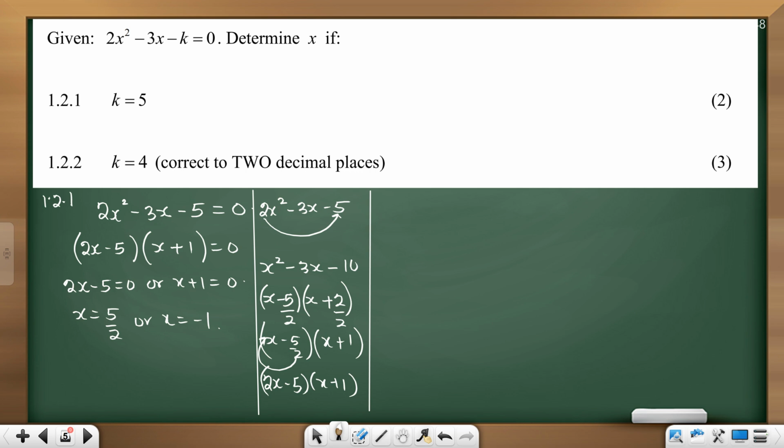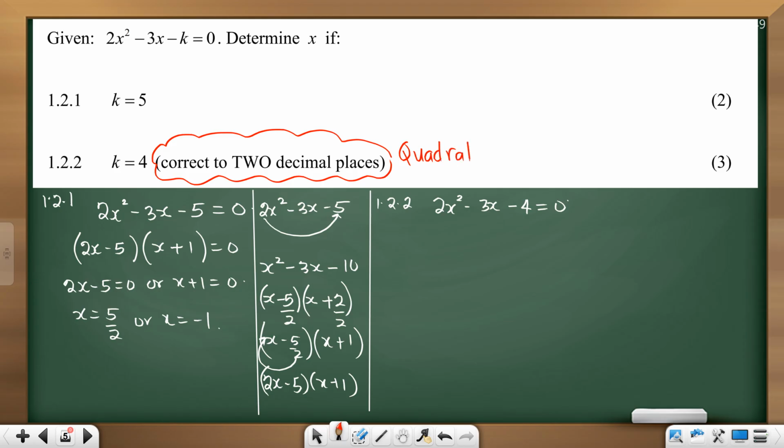Everyone must please know how to factorize. Now the next one, 2x squared minus, they said k equals 4. Once I see "correct to 2 decimal places," please understand that I'm simply using my quadratic formula. You would not be given a formula page, so I'm expecting you to know this formula.